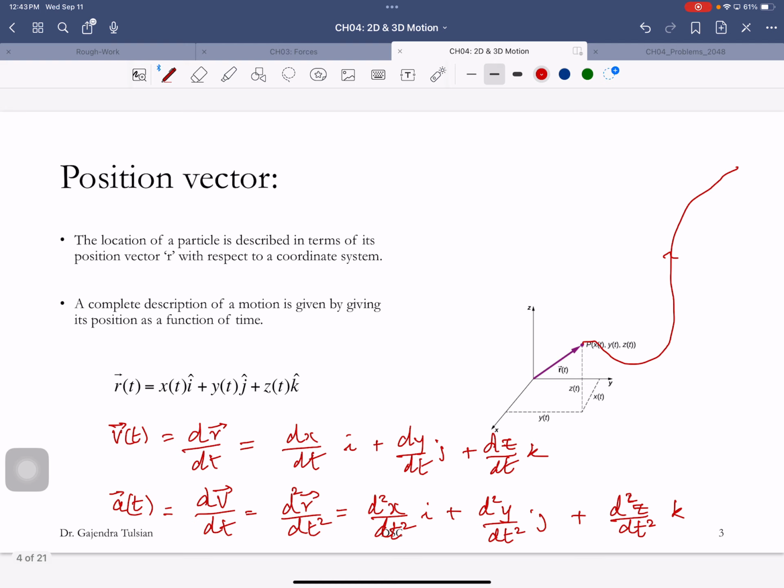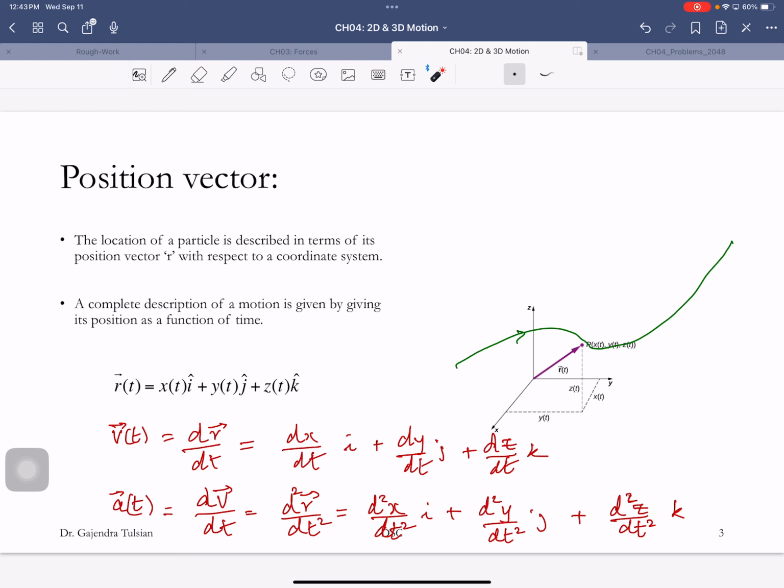All right, so we will describe 3D motion. Let's say this is your motion. Your position at any given time is given by this position vector with reference to this coordinate system.